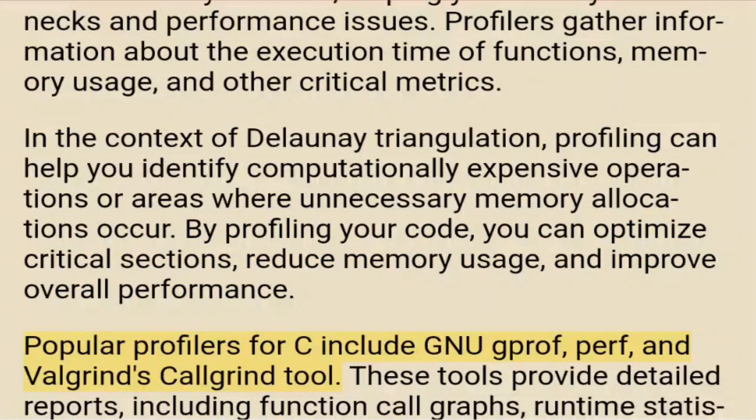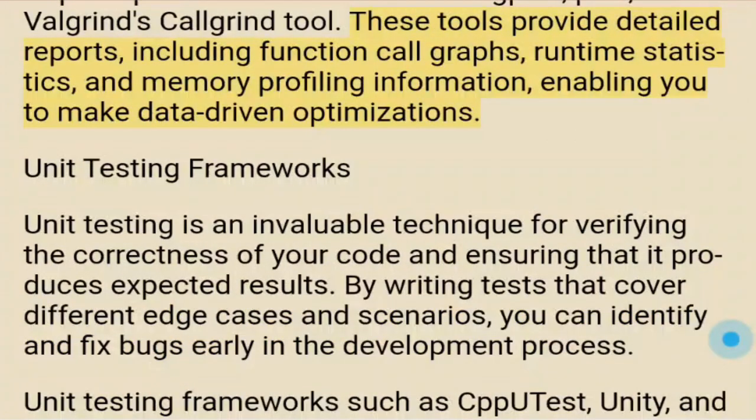Popular profilers for C include GNU gprof, Perf, and Valgrind's Callgrind tool. These tools provide detailed reports, including function call graphs, runtime statistics, and memory profiling information, enabling you to make data-driven optimizations. Unit testing frameworks. Unit testing is an invaluable technique for verifying the correctness of your code and ensuring that it produces expected results. By writing tests that cover different edge cases and scenarios, you can identify and fix bugs early in the development process.